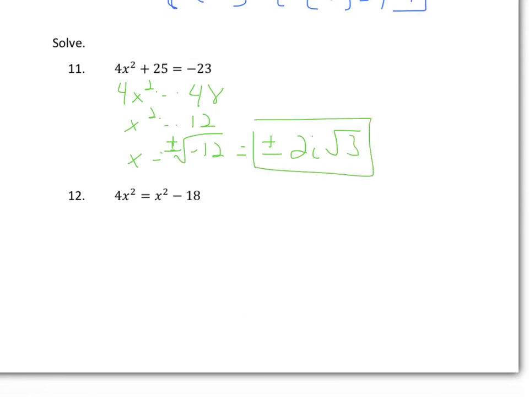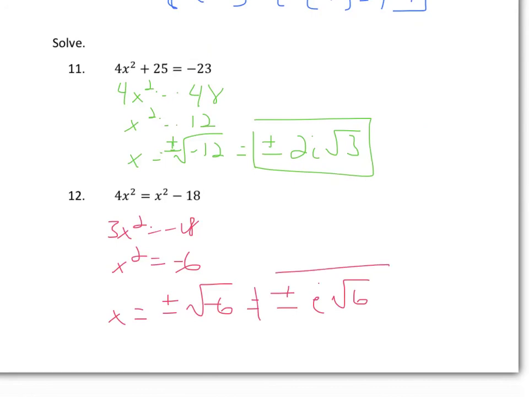And same idea for number 12 here. We subtract the x squared over, so 3x squared equals negative 18, divide by 3, x squared equals negative 6, square root both sides, x equals plus or minus root negative 6, which is the same as plus or minus i root 6. I know it looks like an E, but that's actually an i. So i root 6. And that's really all we have to do with these numbers.